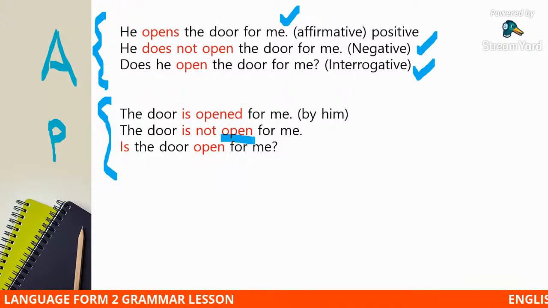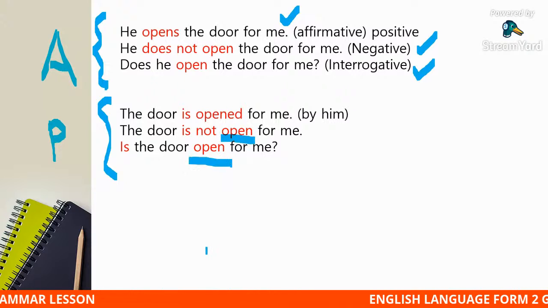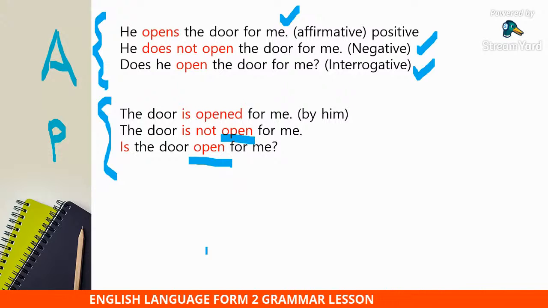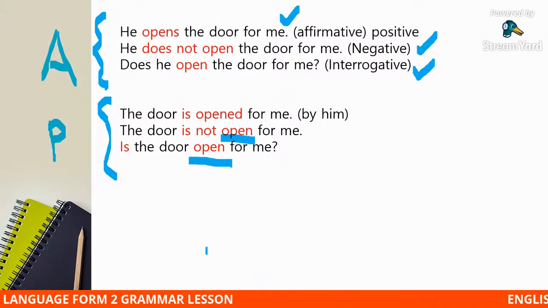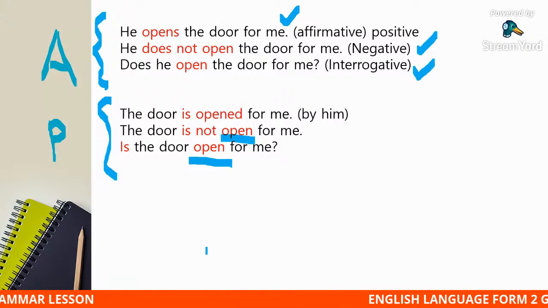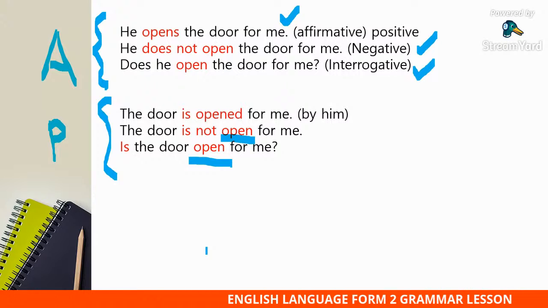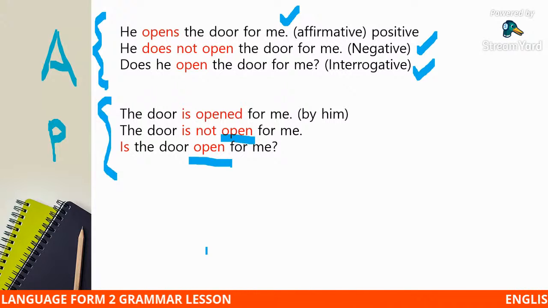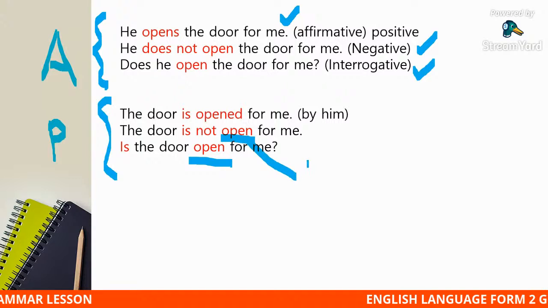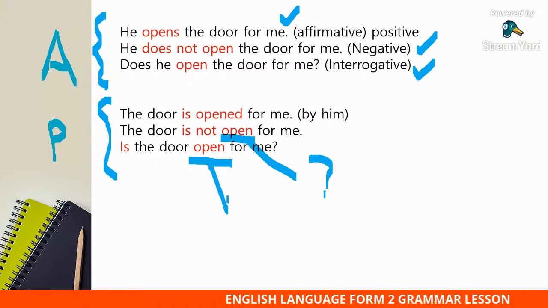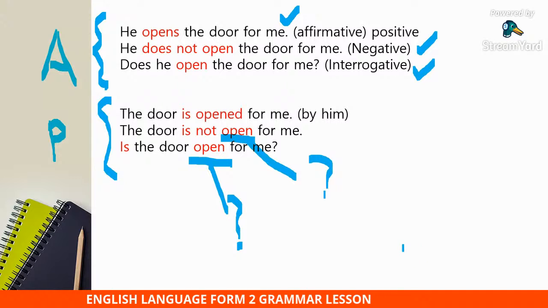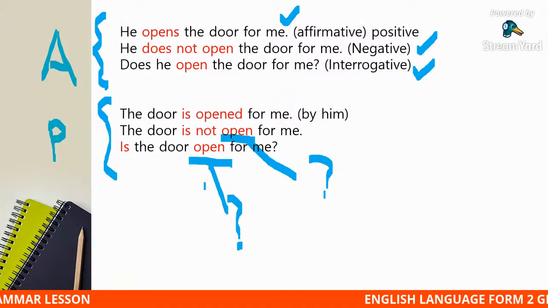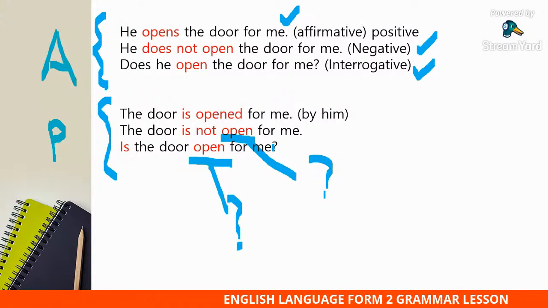So is this correct? Is this correct for ayat passive? What must we use for passive sentence? Look at the past participle. What's the past participle for open? Anybody? Can you answer? The door is open for me. So the door is not open for me. Is this correct? Who can answer? The door is open for me by him. The door is not open for me. Is the door open for me?